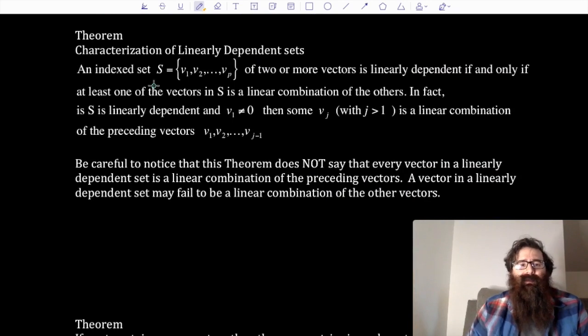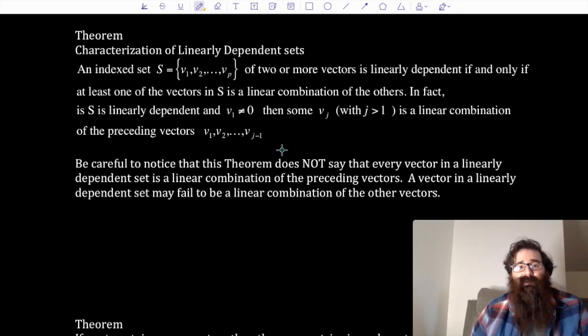Characterization of linearly dependent sets. An indexed set capital S of vectors v1 through vp of 2 or more vectors is linearly dependent if and only if at least one of the vectors in the set S is a linear combination of the others. In fact, if S is linearly dependent and the first vector is not the 0 vector, then some vector in that set v sub j with j greater than 1 is a linear combination of the preceding vectors. And that's v sub 1 through v sub j minus 1.